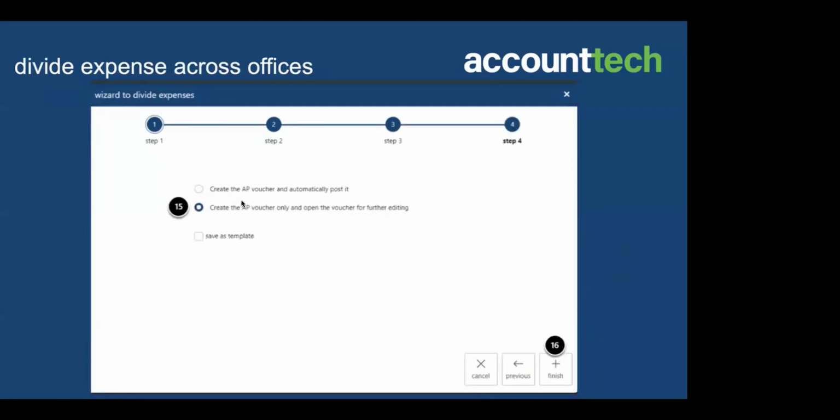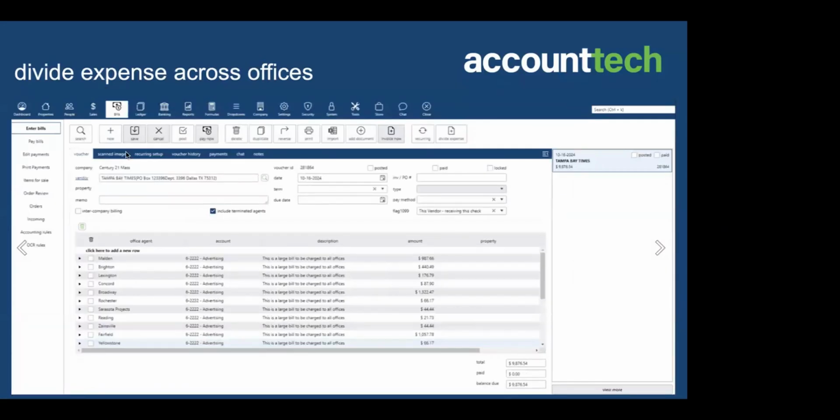And now you have two options. You can create the accounts payable voucher and have it be posted, or you can have it be created and left open for further editing. Once you make that selection, you click finish, and then you have your accounts payable voucher here for the Tampa Bay Times, and it's split up between the offices the way your billing group has directed it to.